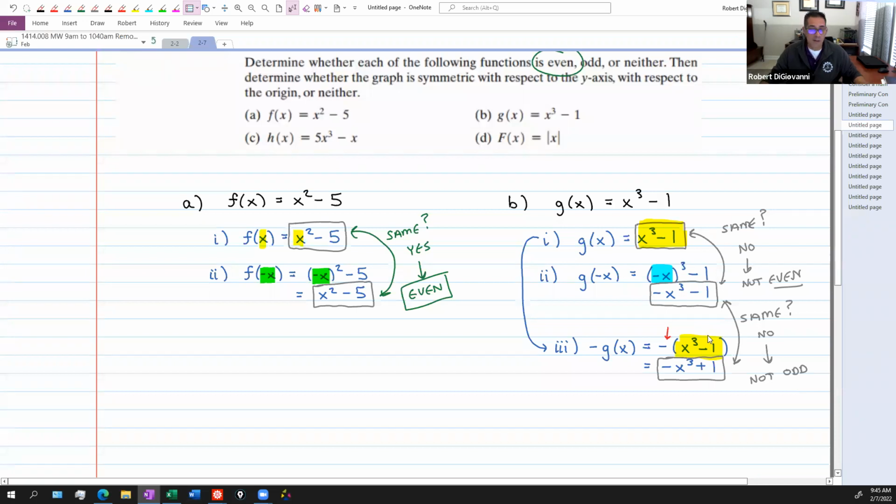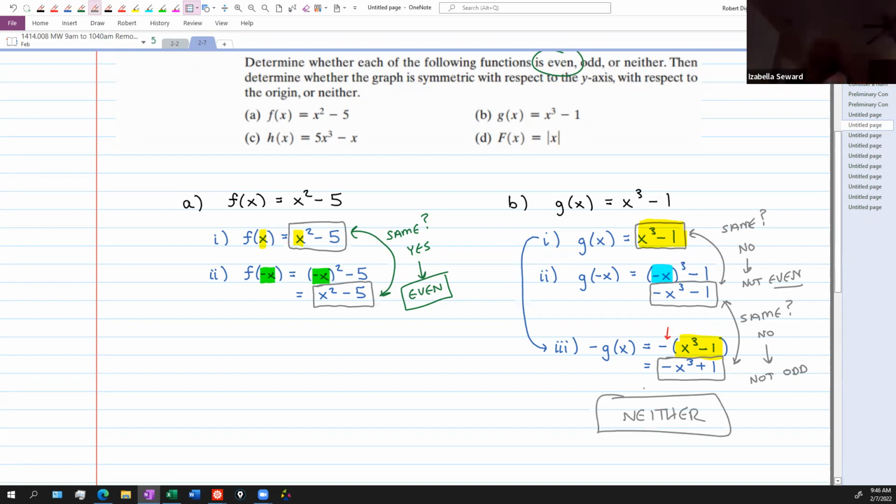So that means you've eliminated two of the possibilities. That means it can only be the last possibility. So it's neither, right? Isabella, did that make sense? Yes, sir. Okay. Everyone else good?